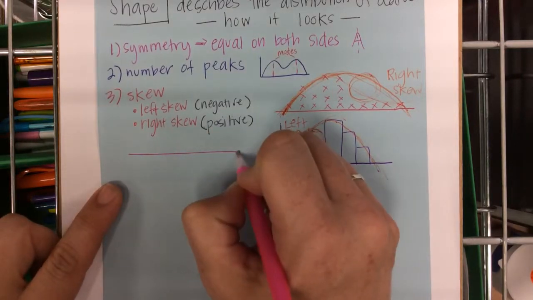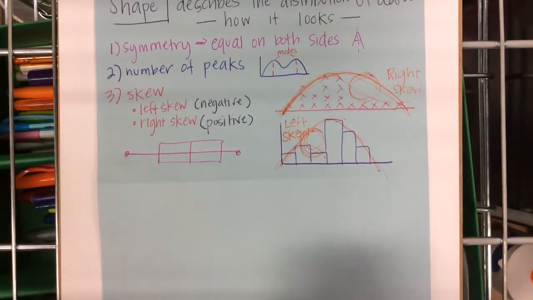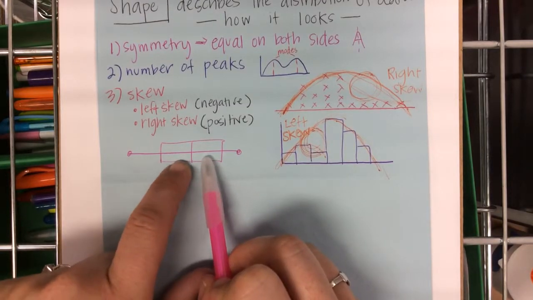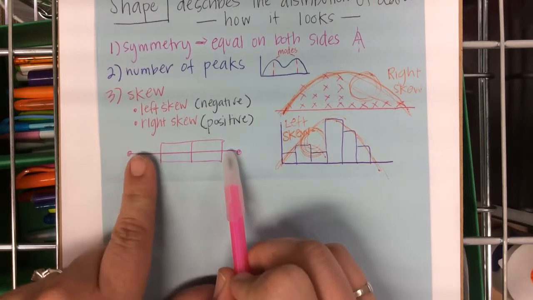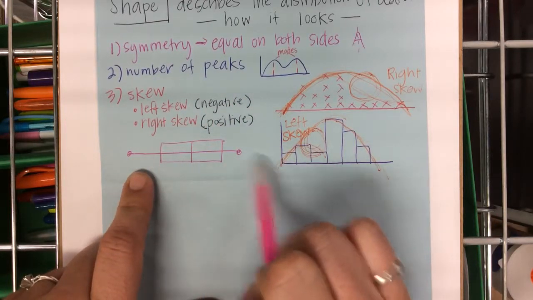You can also analyze with box and whiskers. Looking at this, is it symmetrical? No, but it's kind of close. Maybe you could talk about how the boxes in the middle of the box plot are symmetrical, but your two outer parts are not symmetrical. Number of peaks you can't identify in a box and whiskers.